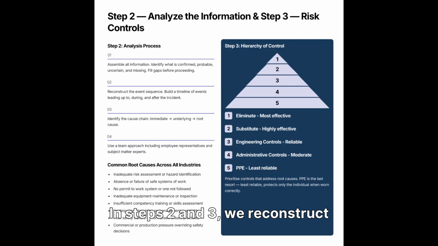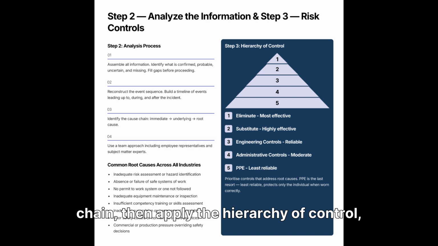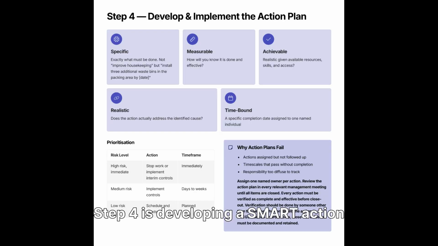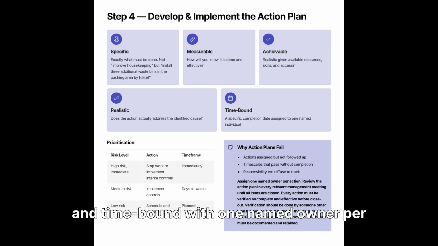In steps 2 and 3, we reconstruct the event sequence and identify the cause chain, then apply the hierarchy of control, prioritizing root causes over PPE. Step 4 is developing a SMART action plan. Actions must be specific, measurable, achievable, realistic, and time-bound with one named owner per action.